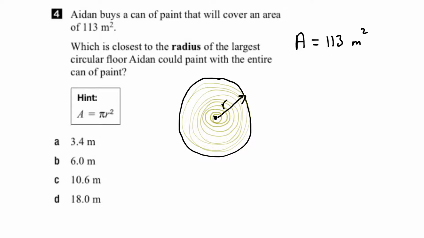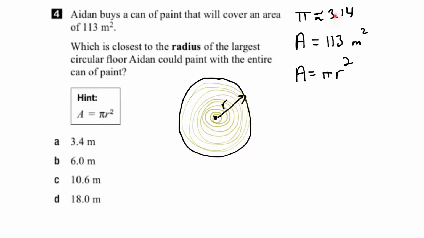Okay, so given that we know that the area is 113 meters squared, again, the squared units tell us that it's area. We're also given this hint here that the area is equal to pi r squared. So let's write that down. So area is equal to pi r squared. Now pi is also equal to approximately 3.14.